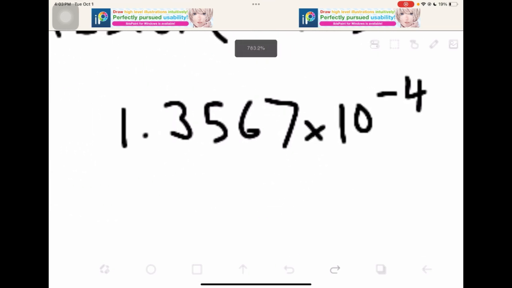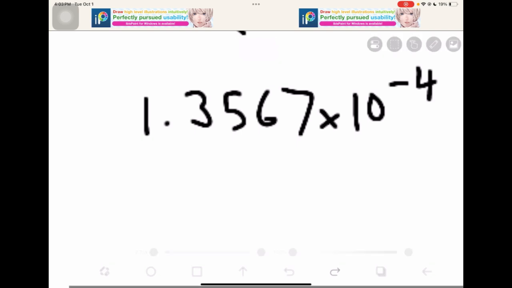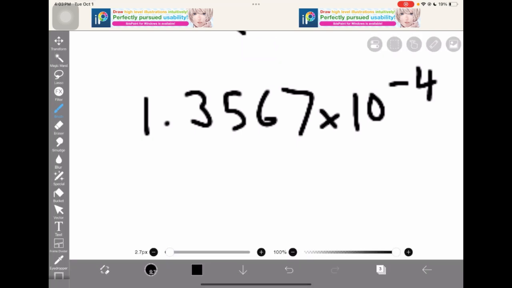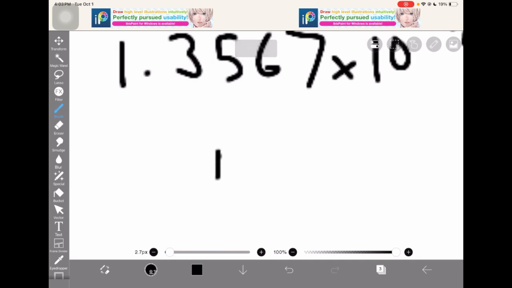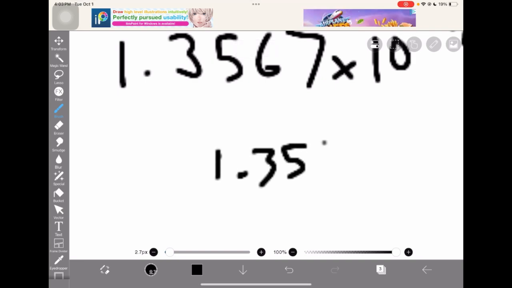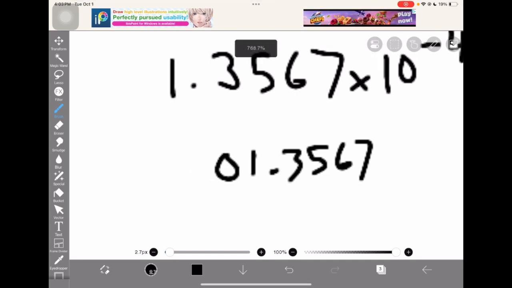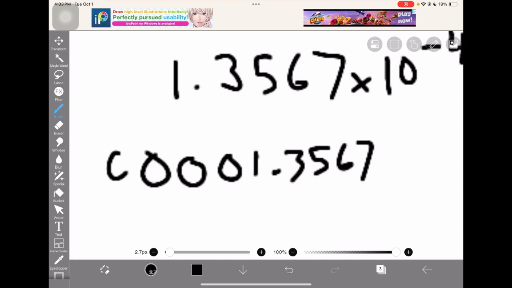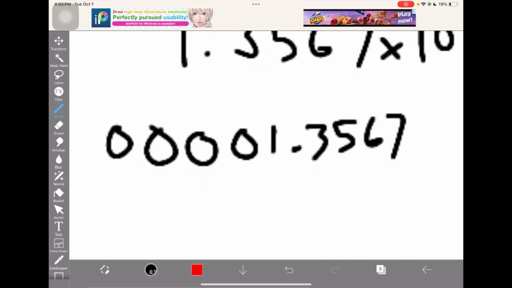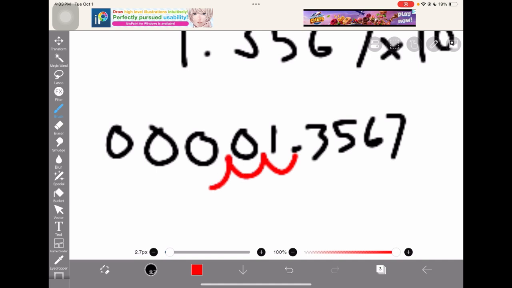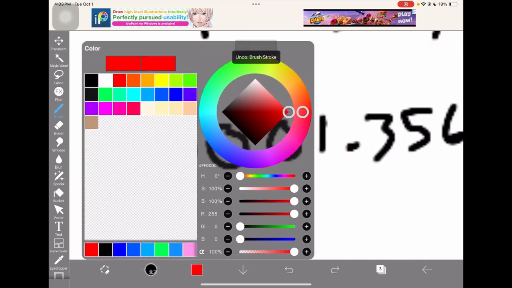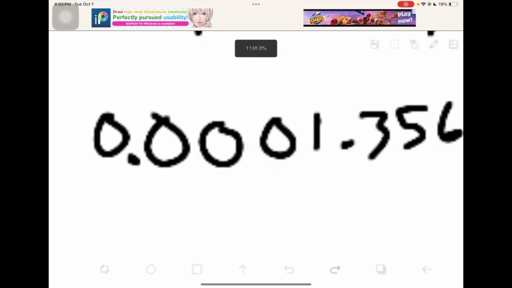Or let's convert it to standard notation. So 1.3567. And then based on our rule, we have to go here to the left. So 1, 2, 3, 4. So this is our answer here. This is our answer.